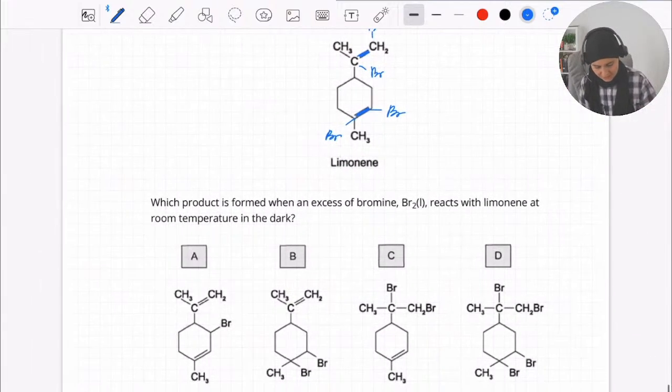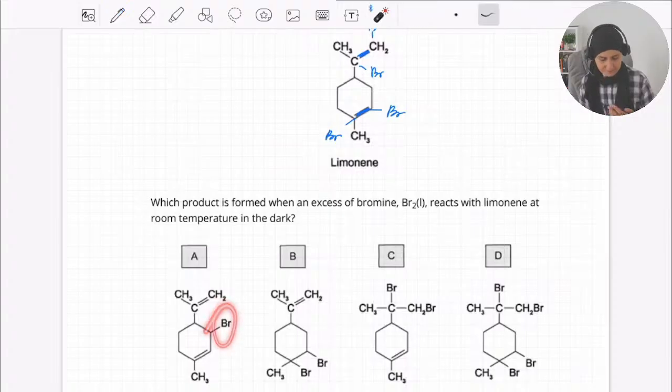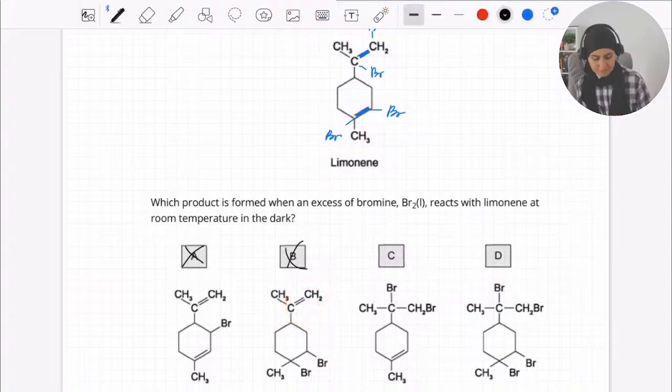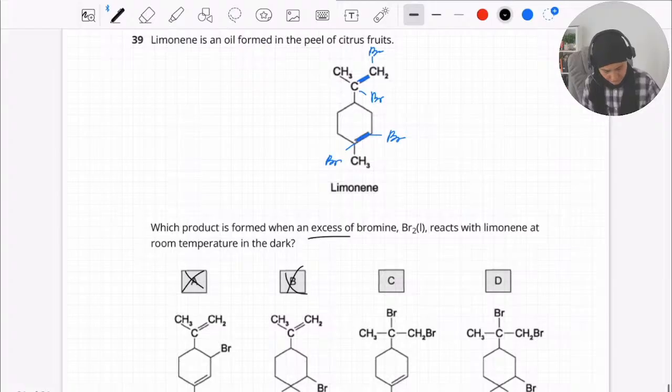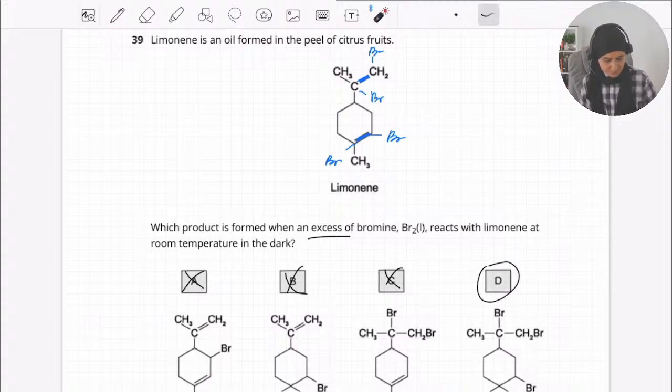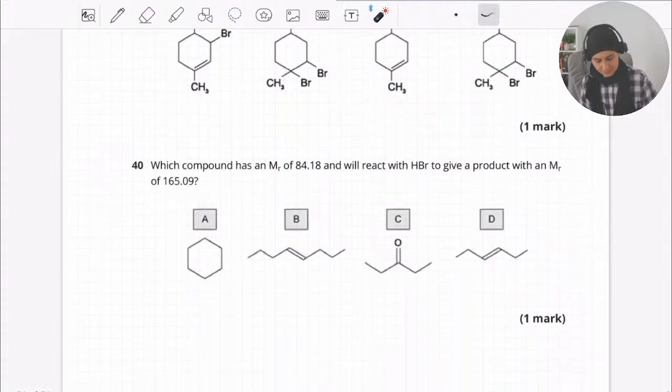Definitely not A. A is weird. They didn't remove the double bond, they kind of did free radical substitution with this carbon, so not A. In B, this bond is still double. No. Both bonds would react because it's excess, right? Excess, then C is wrong. This bond is untouched. So not C. Well, must be D then. D is right. Two bromines, double bonds are gone. All good.